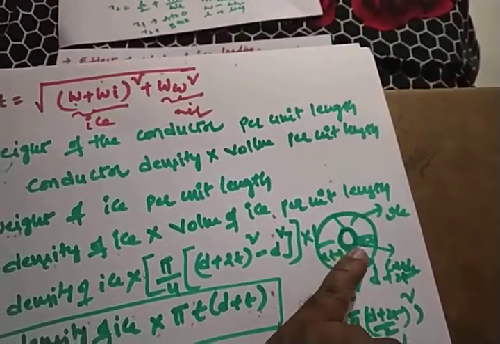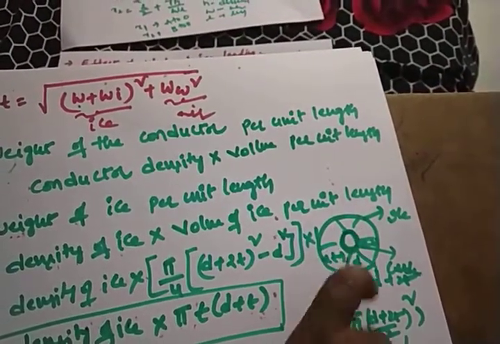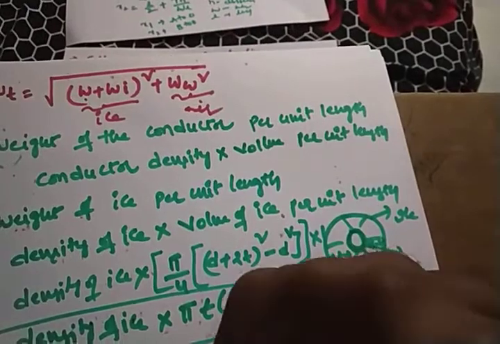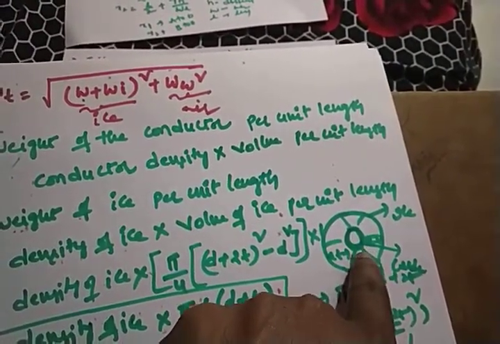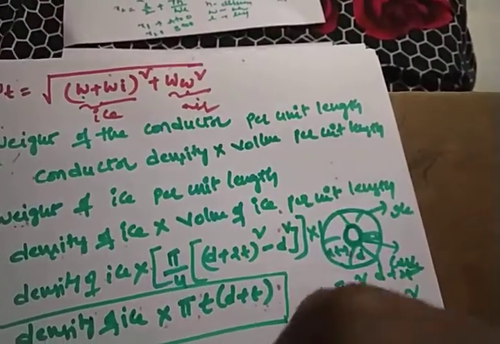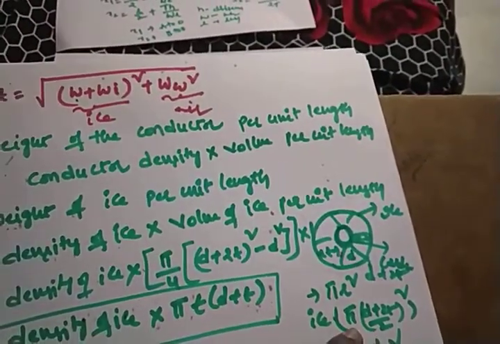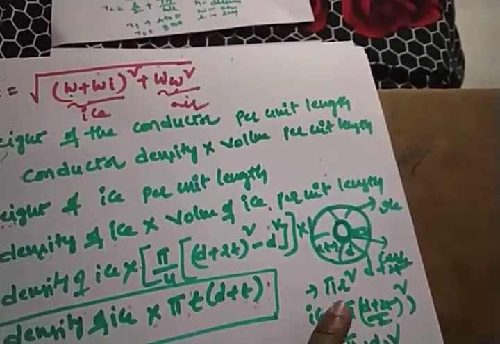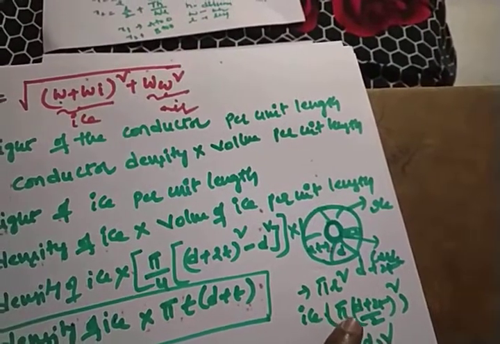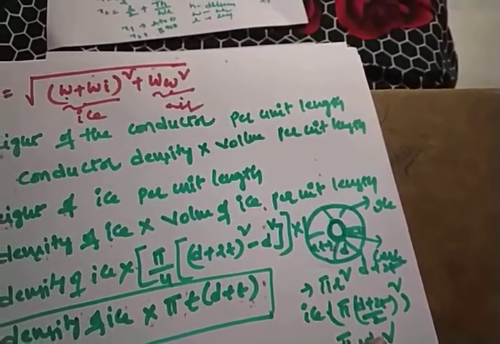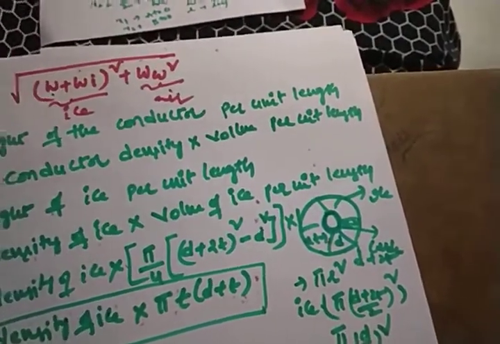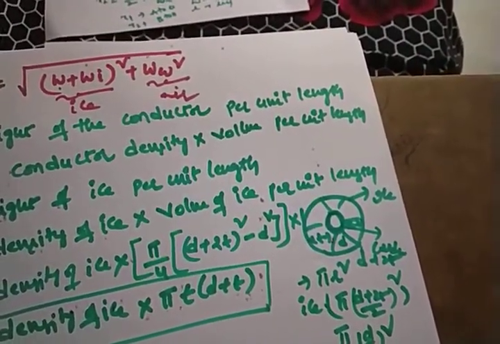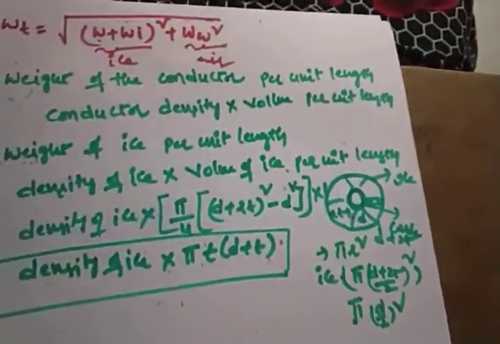You know that the conductor has a volume surrounded by ice volume, but you require only the ice. Total volume minus conductor volume, then you will get only the ice volume. So what is the total volume? It is a cylinder, so the volume is pi r square: pi into (d plus 2t) by 2, whole square. This is the total volume. And pi (d by 2) whole square is the conductor volume.